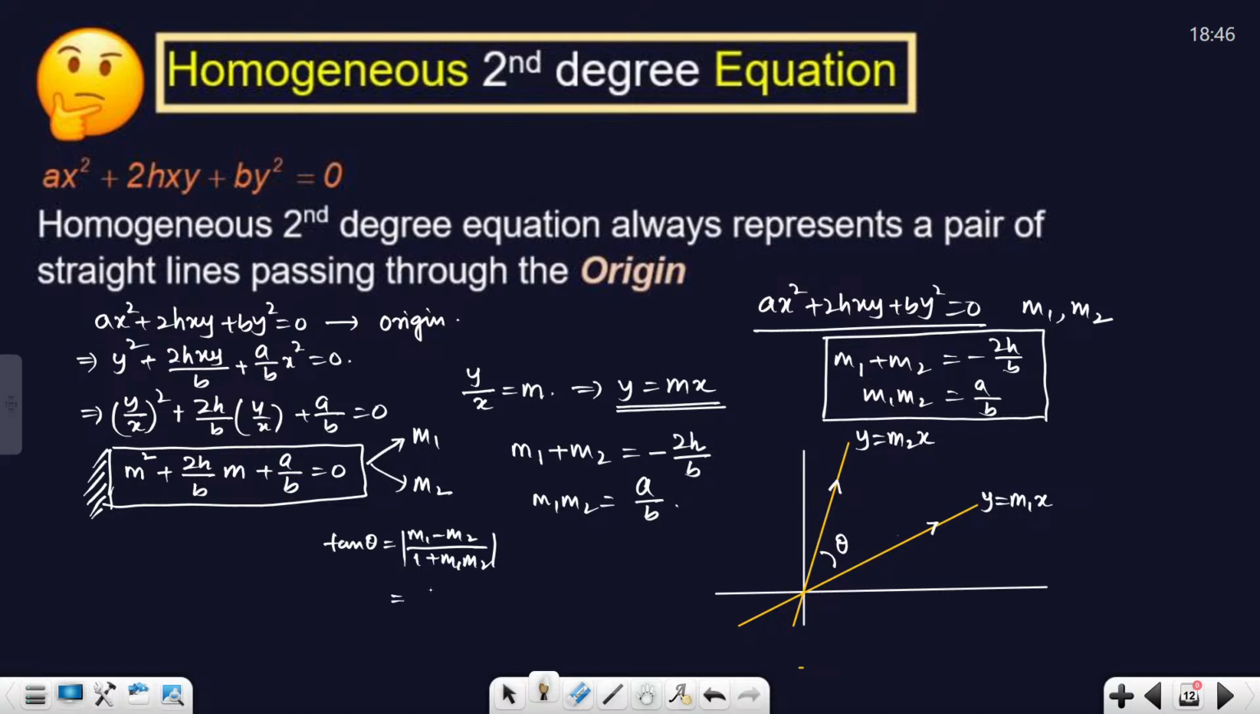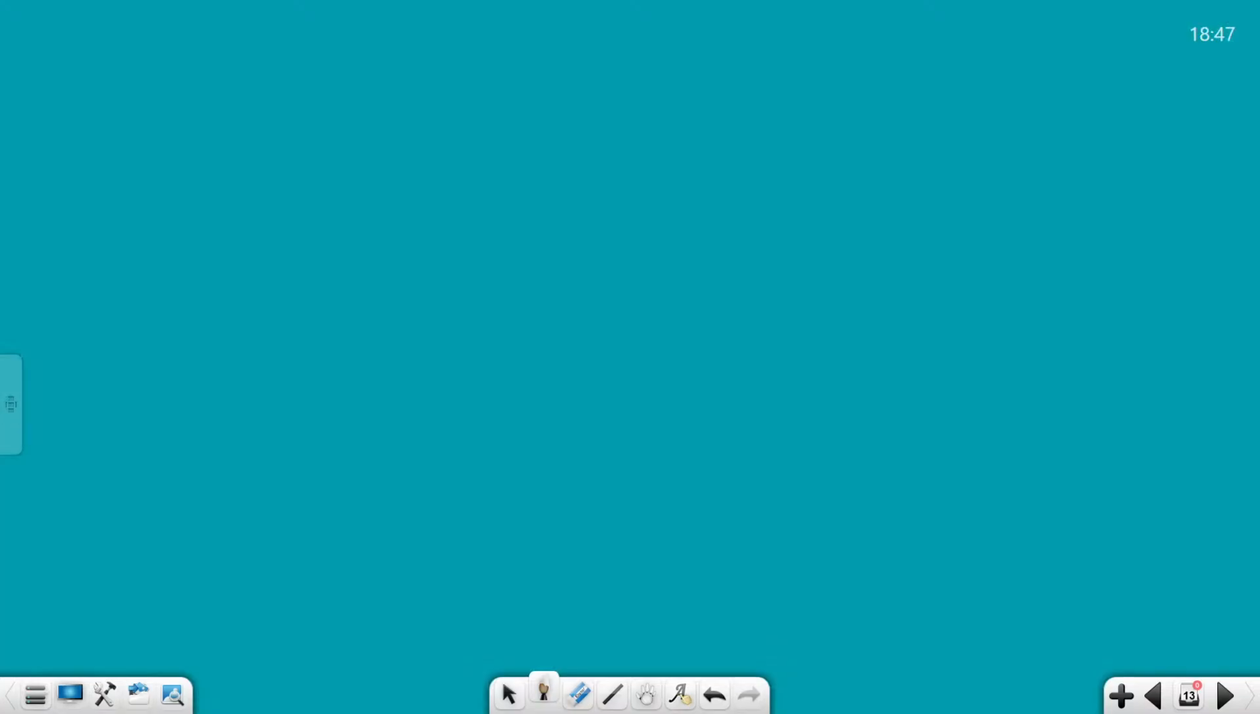So this is basically, what is m1 minus m2? This is nothing but root over of m1 plus m2 whole square minus 4m1 m2, divided by 1 plus m1 m2. Correct? Am I correct? Okay. Now, m1 plus m2 we got minus 2h by b, and m1 m2 we got a by b. So let me just go for the next page. So we are having your tan theta. What we got?